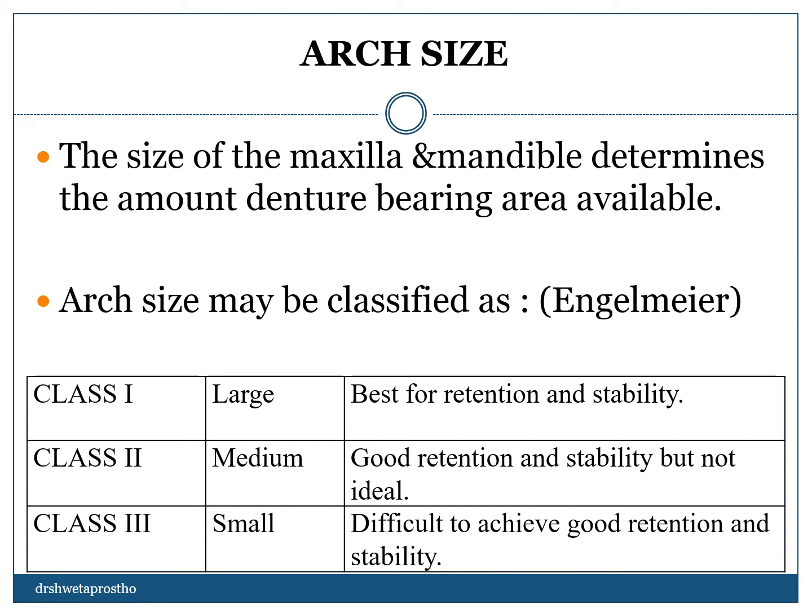Class 1, the large arch size, is best for retention and stability. Class 2 is the medium. It has good retention and stability, but it is not as ideal as class 1. Class 3, small. It is very difficult to achieve good retention and stability in these cases.